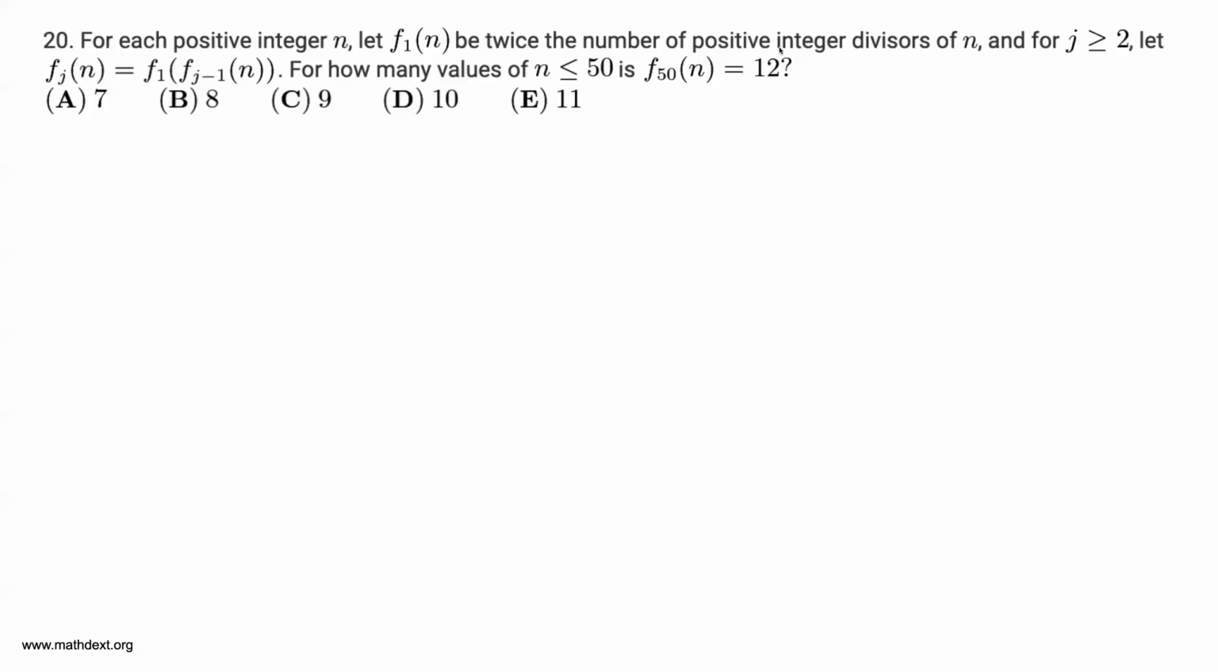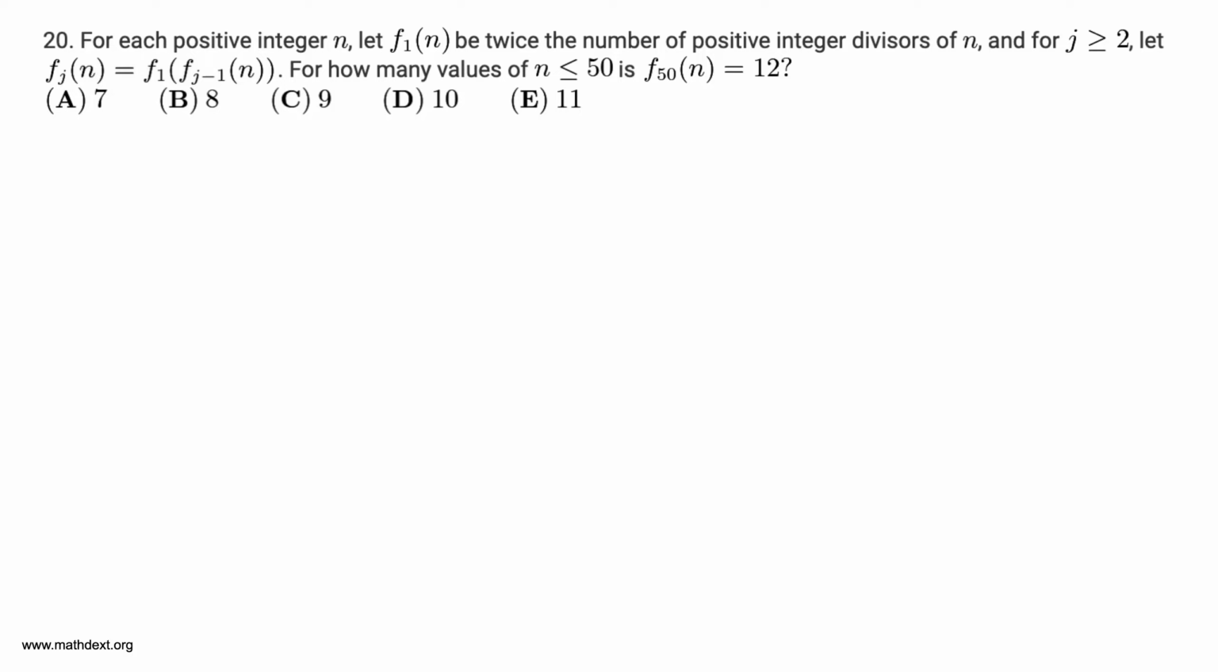For each positive integer n, let f1 of n be twice the number of positive integer divisors of n, and for j greater than or equal to 2, let fj of n equal f1 of f_{j-1} of n. For how many values of n less than or equal to 50 is f50 of n equal to 12?